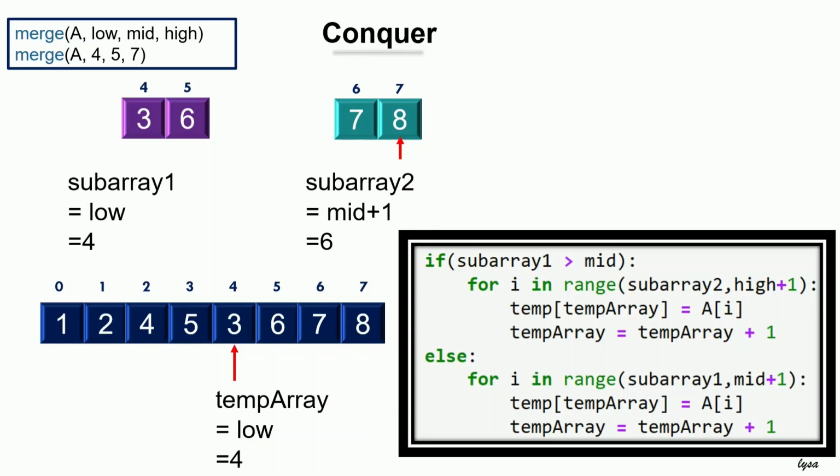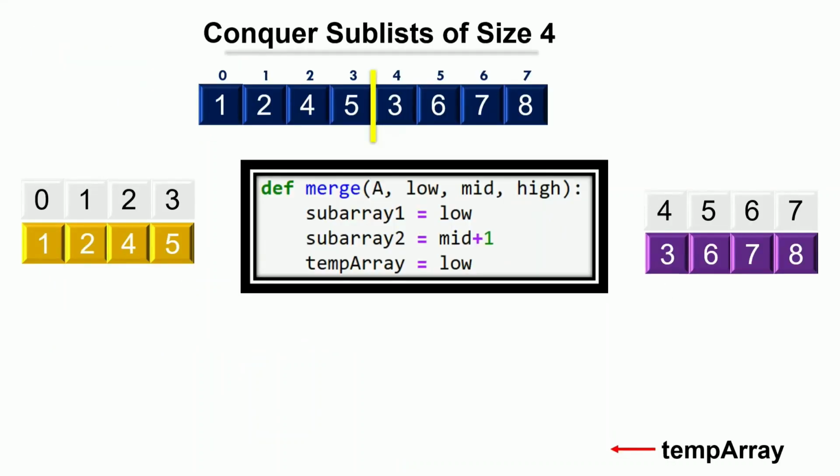In this procedure, we have considered only the elements on the right hand side from 4 to 7, and we have completed sorting the elements on the right hand side, and we have written the sorted list into the temporary array. We have seen how sublists of size 1 are conquered. Then we saw an example of how sublists of size 2 are conquered. Sublists of size 2 when conquered result in a list of size 4.